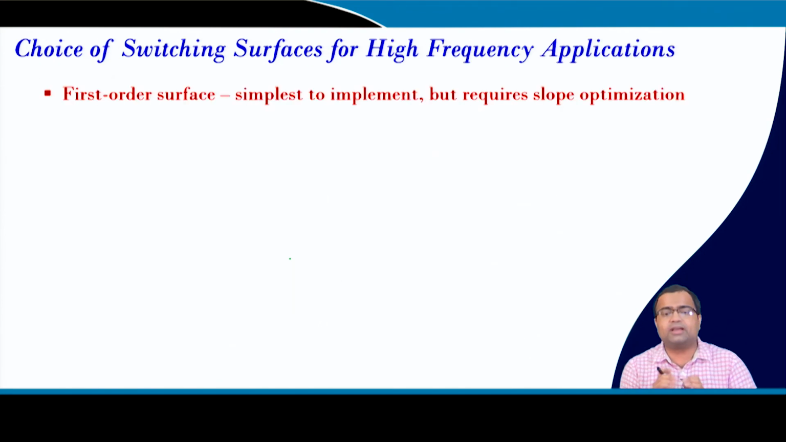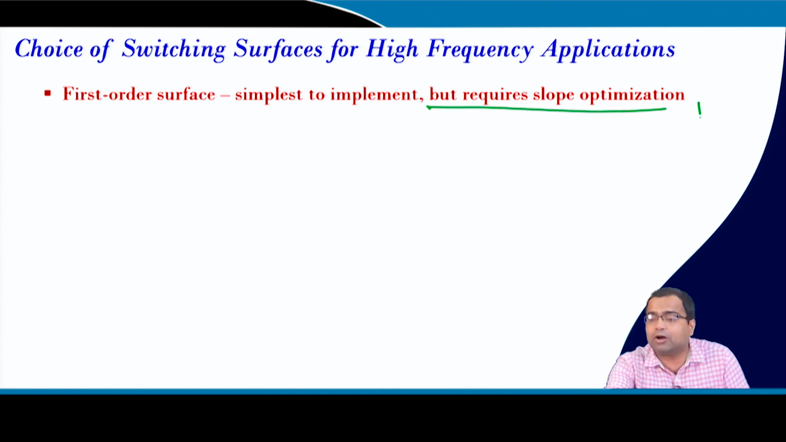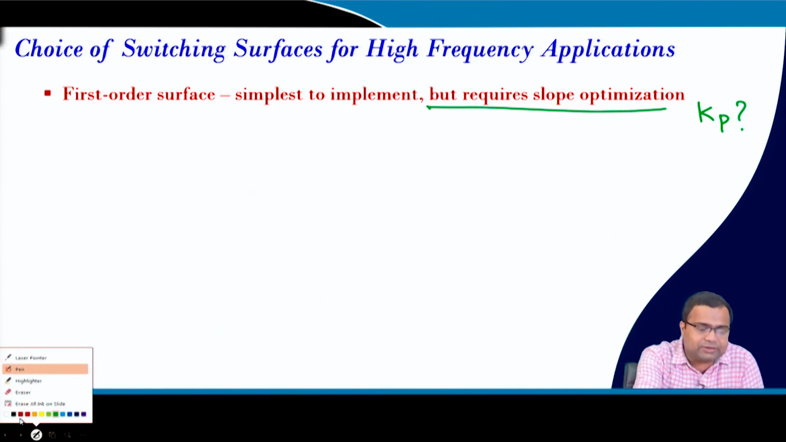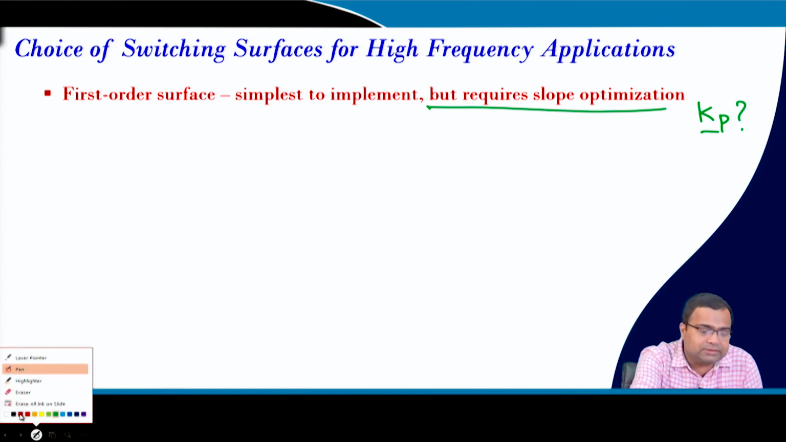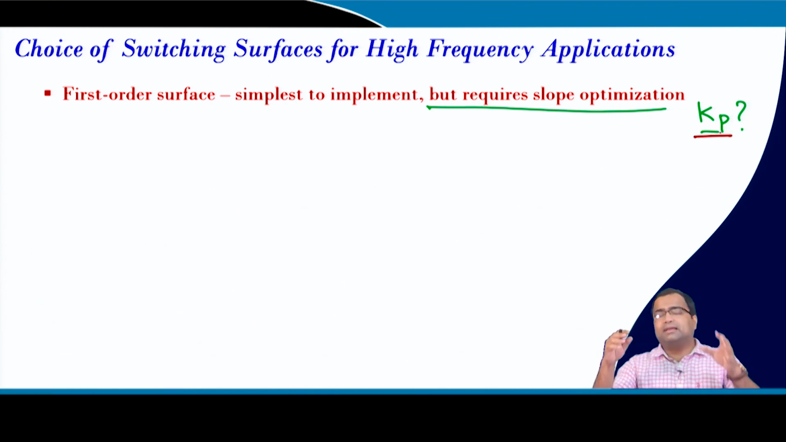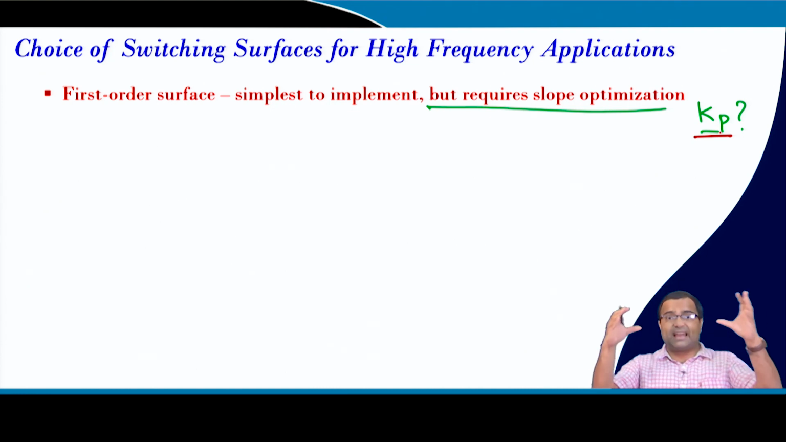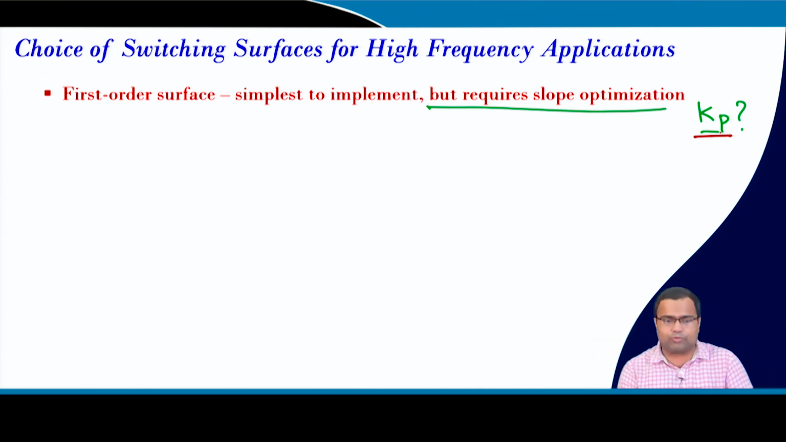Now, the choice of switching surface. The first order surface, we saw, is the simplest to implement, but it requires slope optimization, or basically the optimization of the Kp, that is the question. But it is very simple to implement. So, in high frequency applications this technique may be useful because it resembles something like a PID controller, and that we are going to discuss in more detail.